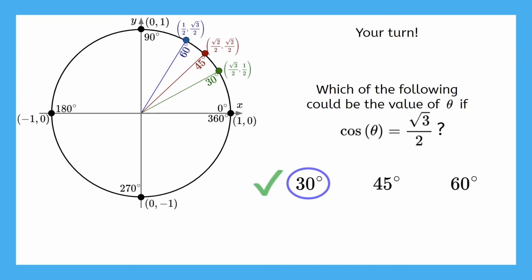The answer is 30 degrees. The cosine should always be the same value as the x-coordinate of the corresponding point on the unit circle. At 30 degrees, the x-coordinate is the square root of 3 over 2, which matches our given cosine value. Therefore, 30 degrees is the correct angle that gives us a cosine value of the square root of 3 over 2.